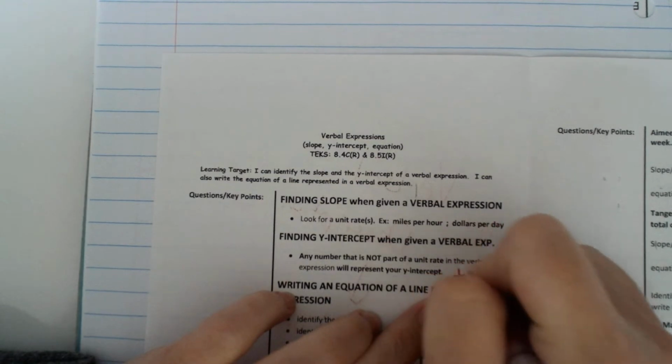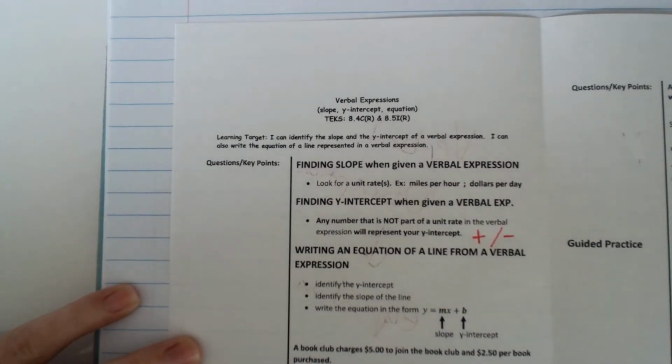To find y-intercept, we are going to look for any number that's not part of the unit rate in the verbal expression, and that will represent the y-intercept. Remember that we're looking for something that is either adding or subtracting for that y-intercept. Those are going to be your key operations that will clue you into y-intercept. The first keyword is candy.